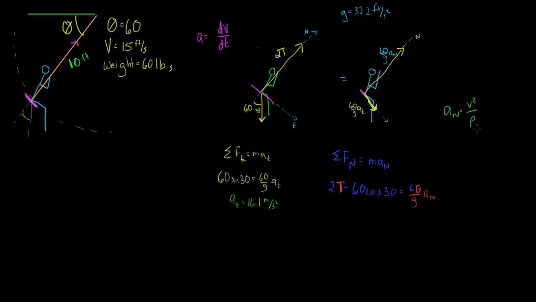If we try to figure out what this normal acceleration is, we have our velocity at this point, which is 15 squared, over our radius of curvature, which is 10. We have a normal acceleration of 22.5 feet per second squared. And we can substitute this in right here. So we have 2T minus 60 times the cosine of 30 is equal to 60 over g times 22.5. And when we solve, we get the tension in each of the ropes is equal to 46.9 pounds.